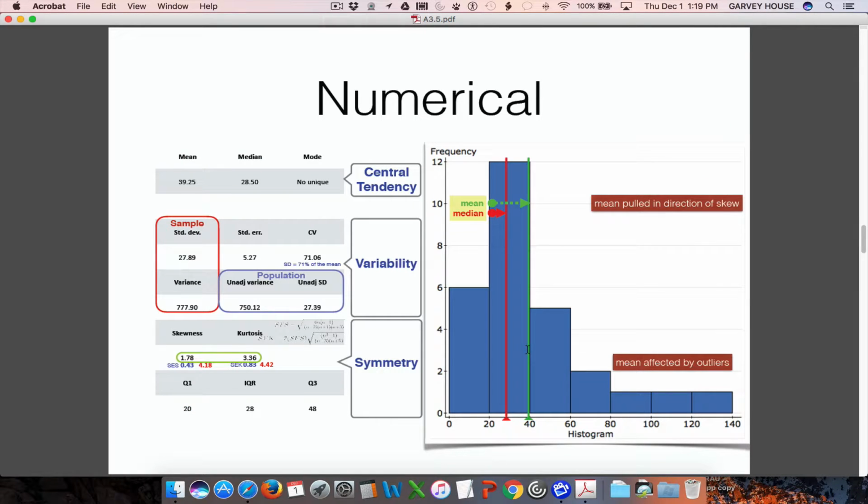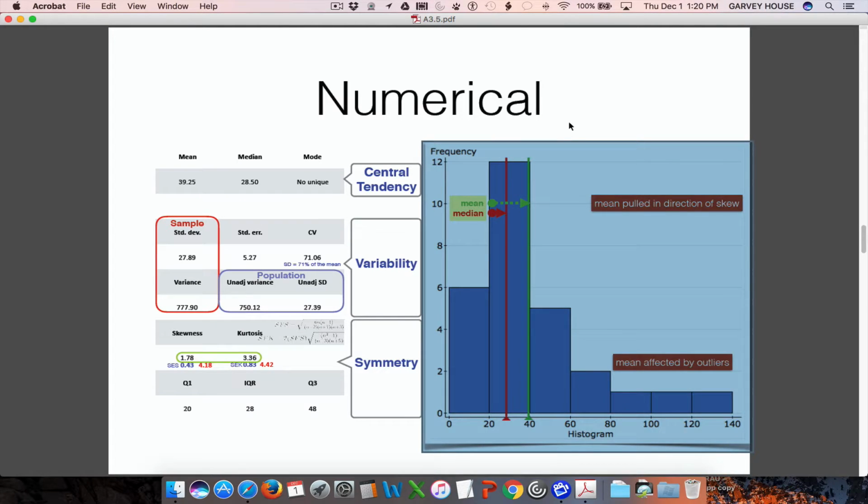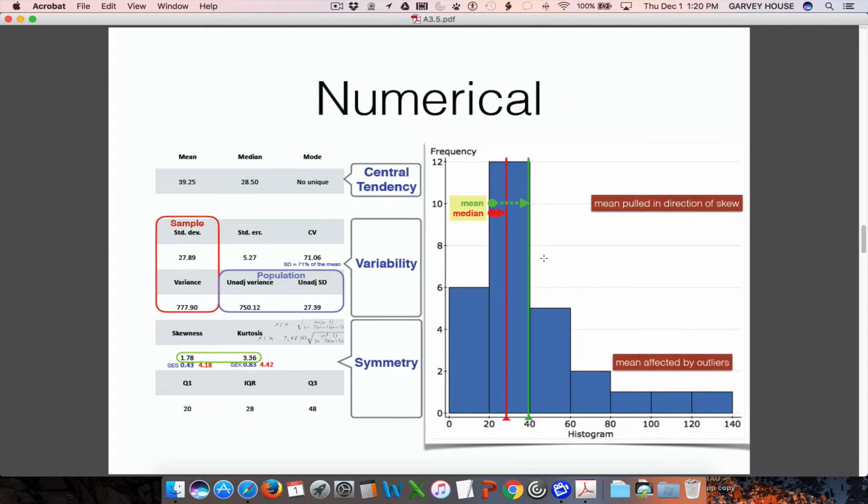Let's take a deeper dive into the numeric qualities of the distribution. And again, we're looking at central tendency, variability, and symmetry. So what are we seeing here? 39.25 and 28.50. So clearly we can see that the mean, which is in green right here, is pulled in the direction of the skew. The mean is affected by outliers, and we can see that the mean is larger than the median. So we kind of tuck that little piece of information away.